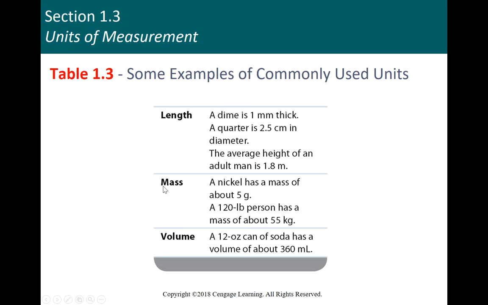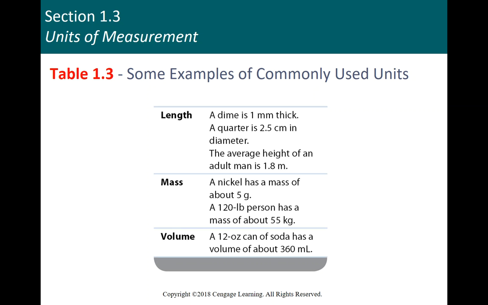With metric units, as American students, it's hard for us to understand what the metric measurements really mean. If I tell you something's a foot long, generally you can picture that if you are an American. But if I tell you something's a meter long, you don't necessarily know what that means. And so here are just some common examples. A dime is about a millimeter thick, a quarter is about 2.5 centimeters in diameter, and the average height of an adult man is about 1.8 meters.